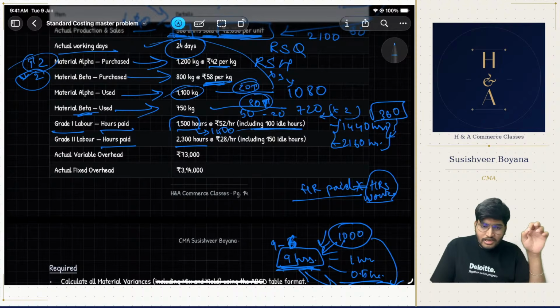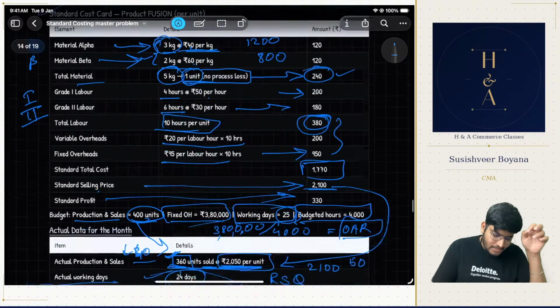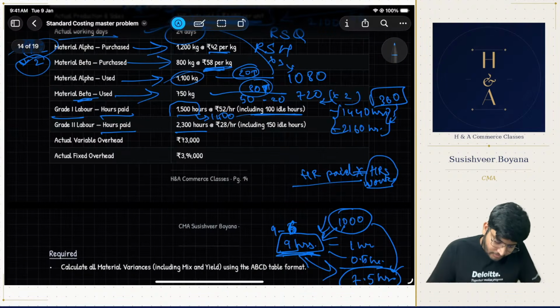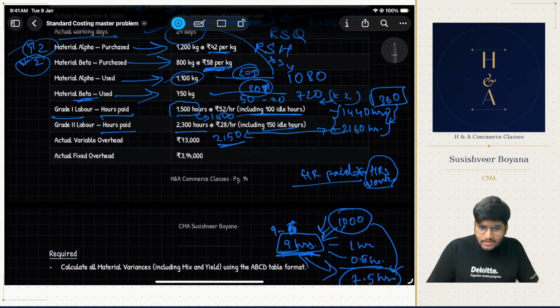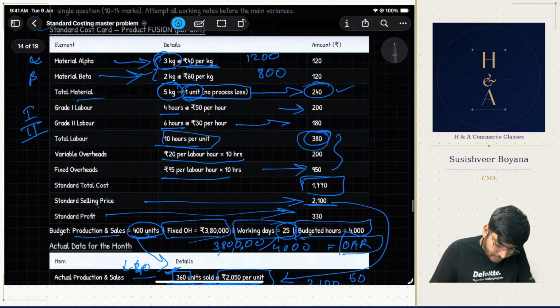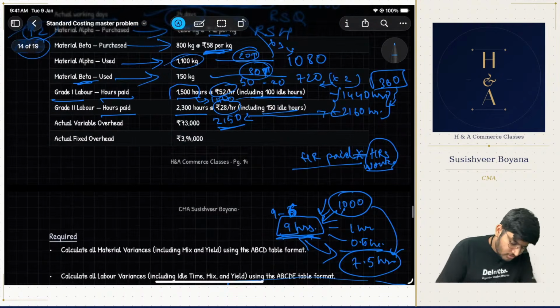If we are removing idle hours, because here we don't see any idle hours being included in grade 1 and 2 labor when the standard is given. Similarly, 150 hours idle hours, that means 1250 hours they have taken, wherein they are supposed to take 1260 hours. There could be two possibilities: either the quality might have been compromised, or they were super efficient and reduced the number of hours worked for 360 units. Okay, sir, what is the rate? 52 and 28. 50 and 30. So again we see 2 rupees increase and 2 rupees decrease.